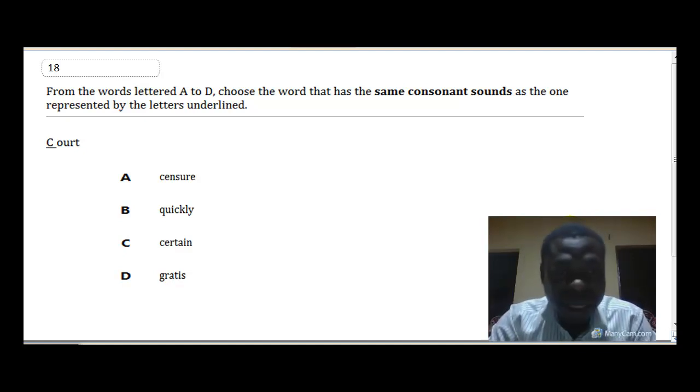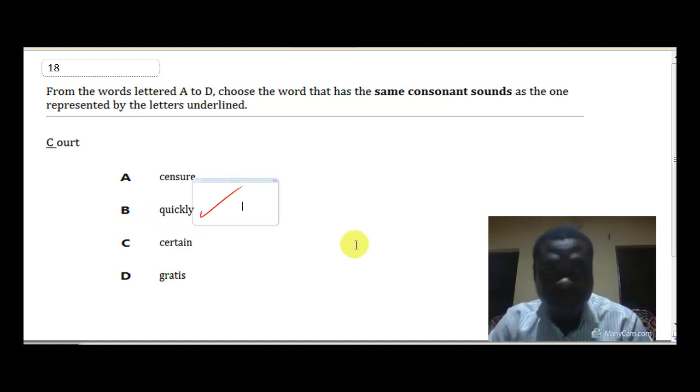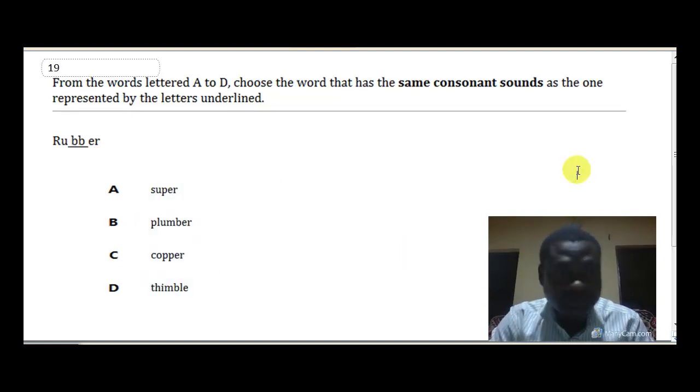A, censure. B, quickly. C, certain. D, gratis. So which of the options contains K? Obviously, that is option B, quickly.